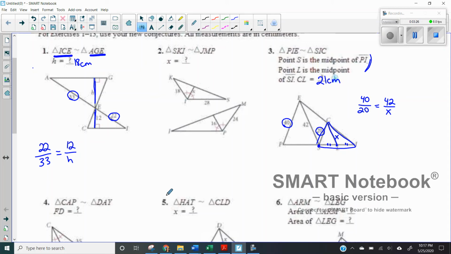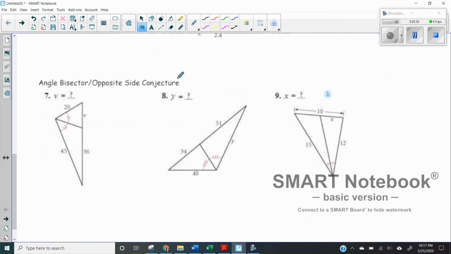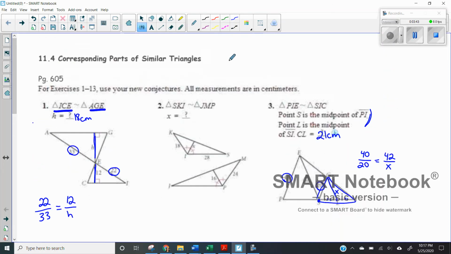Okay, I think before you try them on your own, let me just comment on the problems at the bottom. That's this new angle bisector conjecture. So short side over long side equals short piece over long piece, that one that we just went over. So make sure you're using that in 7, 8, and 9. Okay, so go ahead and finish these on your own.